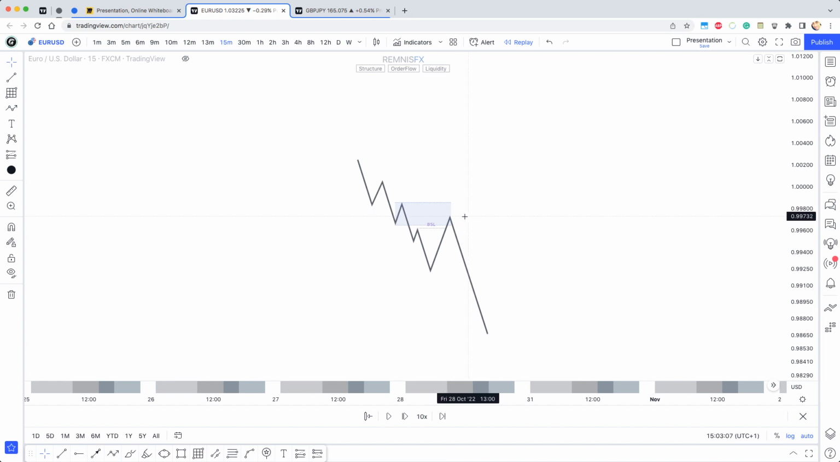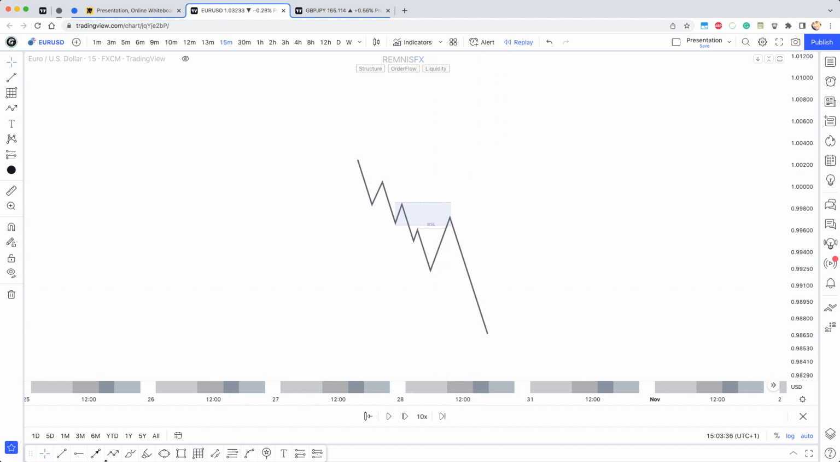But yeah, so identify your structure, right? Identify your order flow and your liquidity point, and if you put them together, structure, order flow, liquidity, I call it the SOL strategy, right? SOL. Just a silly name, an acronym I came up with for this approach.